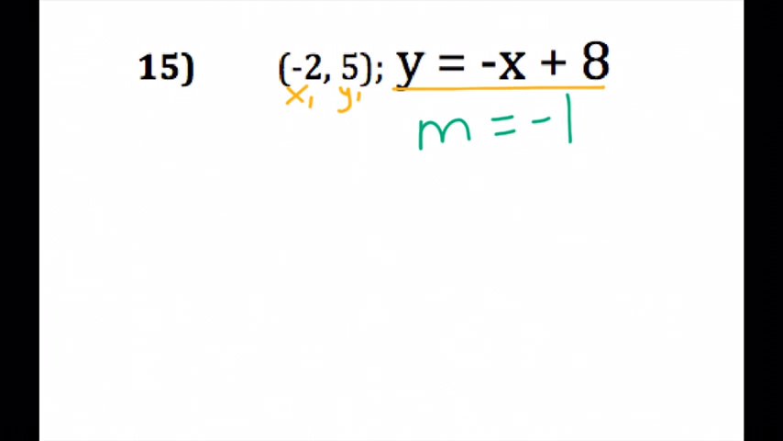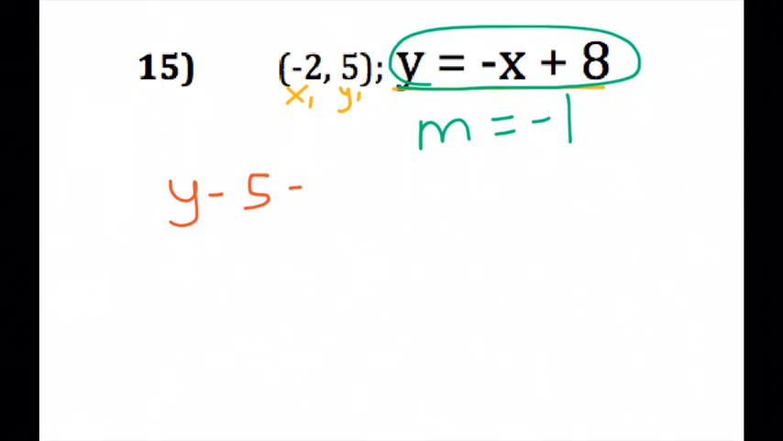And if I want my line to be parallel to this line, I have to use the same slope when I write my new equation. So I'm going to use the same slope, m equals negative 1. So I'm going to plug it into my y minus y1, which is 5, equals m, which is negative 1, times x minus a negative 2, so that's x plus 2.